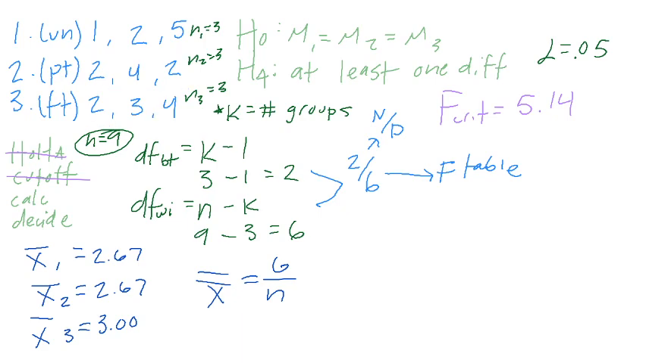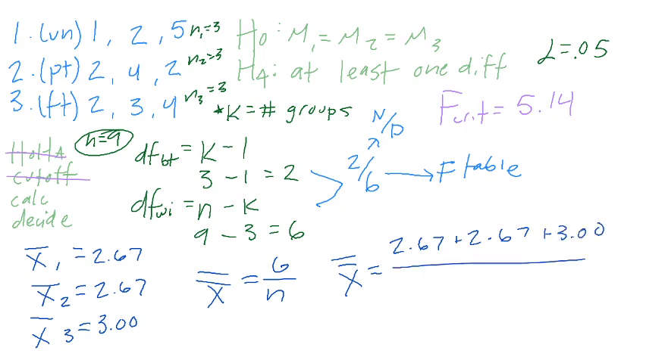But here's a little life hack. If we already have the means over here, another way we can calculate the grand mean is just by adding all of these means together and dividing by 3, because there are 3 values here. All right, so we end up with a grand mean equal to something like 2.78. All right, 2.78 for our grand mean.